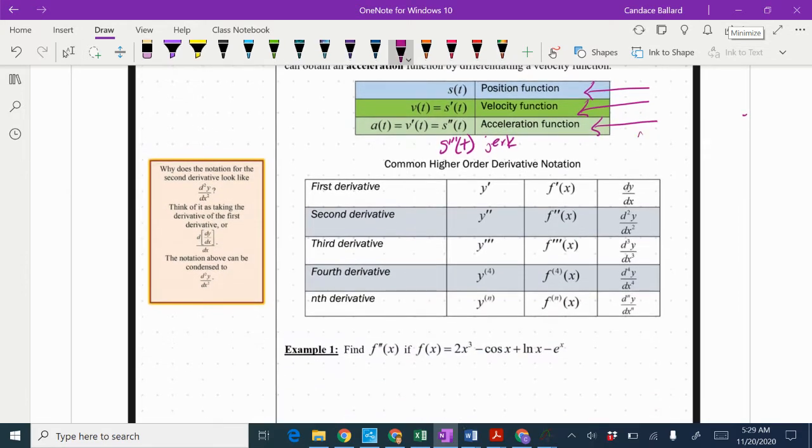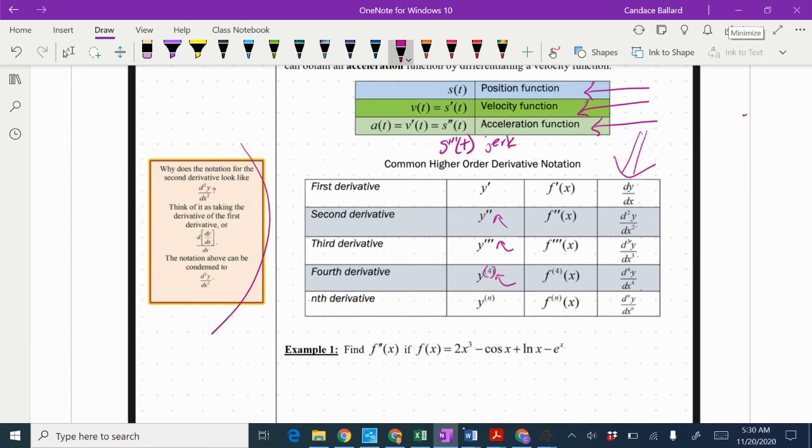So this table has a bunch of different ways to show the notation. You just keep adding prime symbols until you hit the fourth derivative. Once you hit the fourth derivative, you put a little number in parentheses. And then on the dy dx notation, you just keep changing the exponent on the d and the x. And there's a little note over here to tell you why.